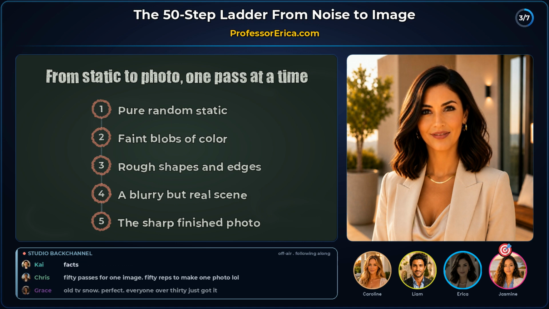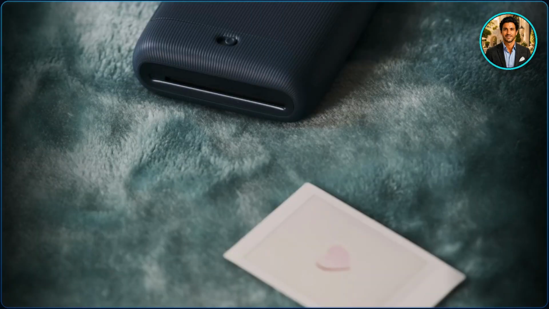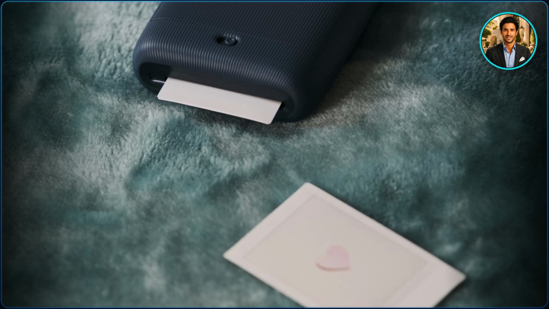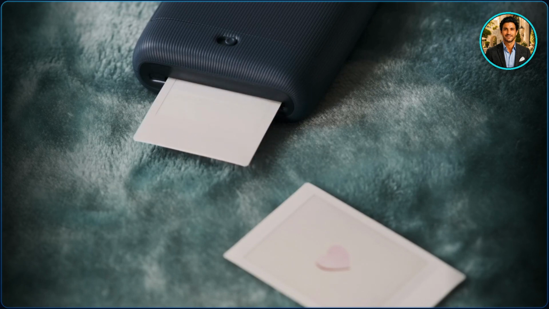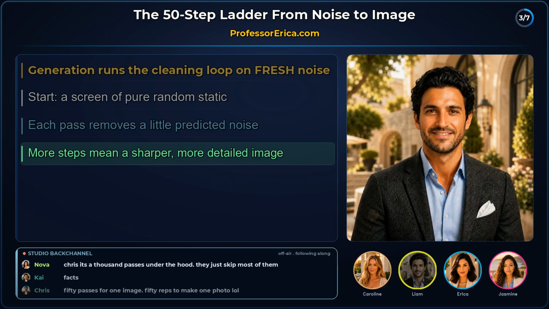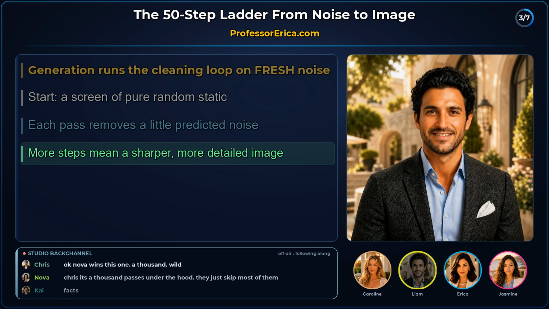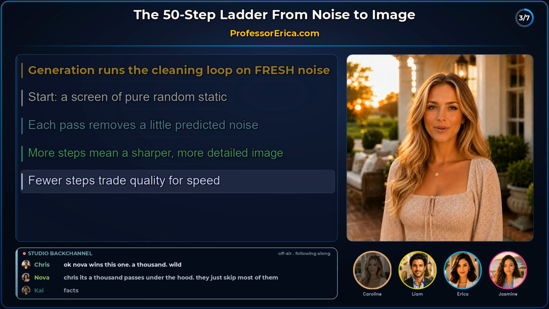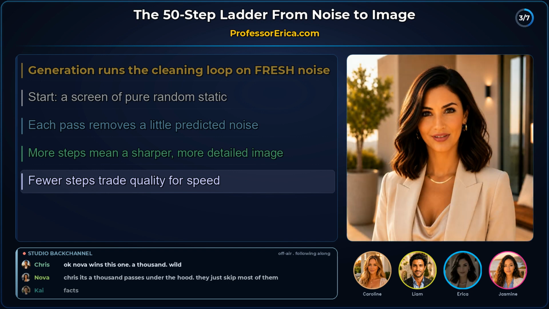Every rung is the same move, remove a little more predicted noise, look again. So the picture doesn't get built, it gets uncovered. Like the model believed a photo was hiding in the static the whole time and just kept wiping the fog until it could see it. And here's the money question I always ask. Why 50 and not 5? Who decides? You do, actually, if you want.